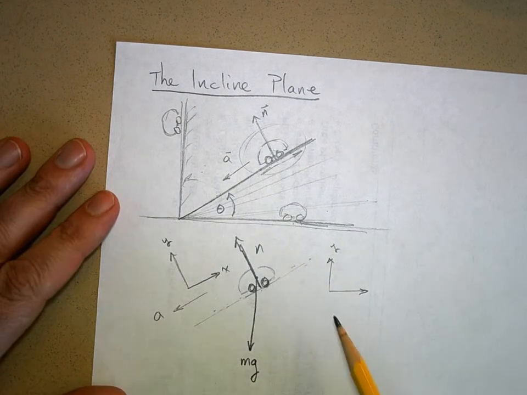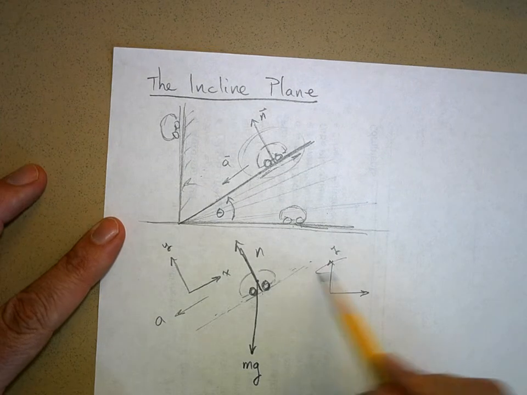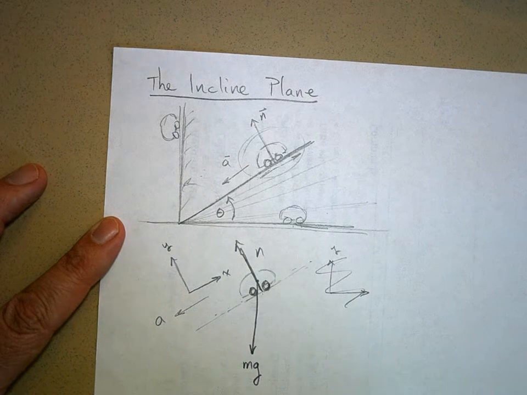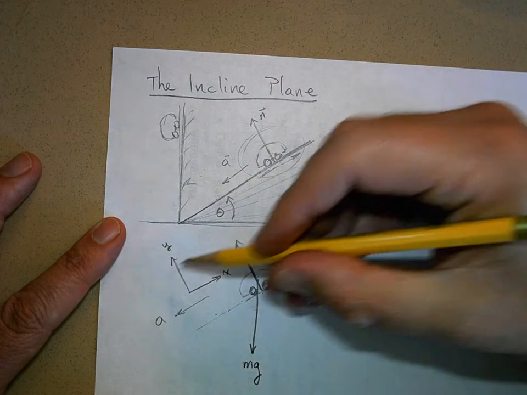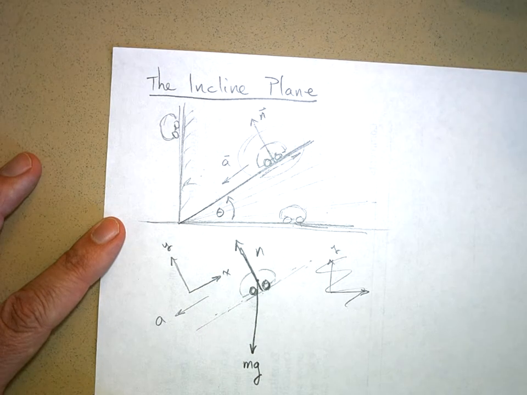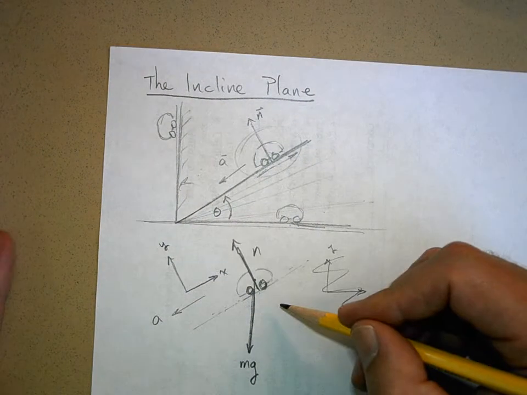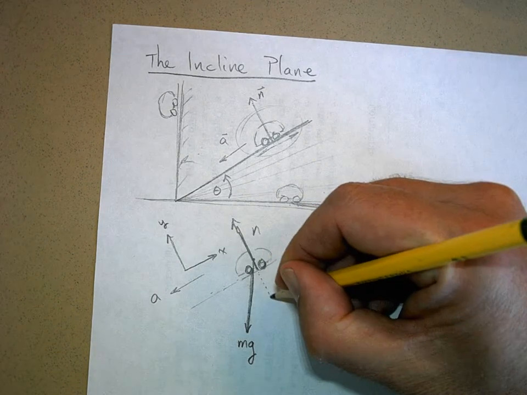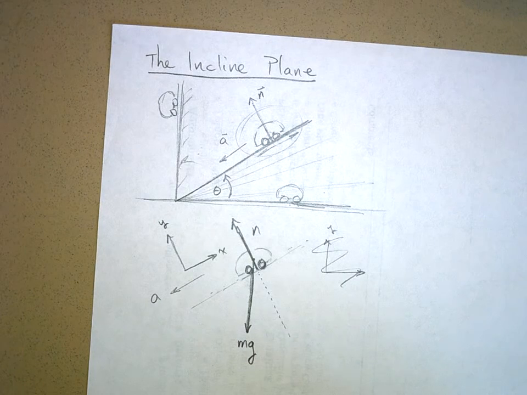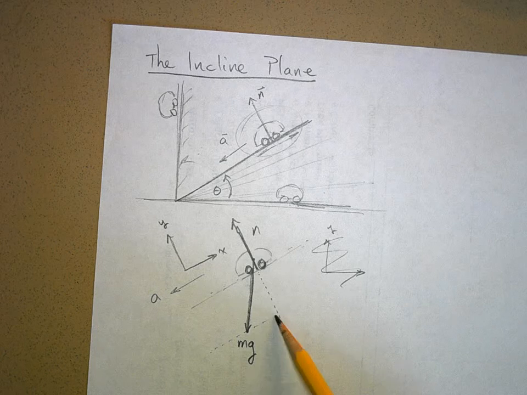All right, so now I've got to finish step 3. Step 3 of the procedure was to develop your XY axis system, but the next part was to break all the forces up into their x and y components. Well, the normal force is now in the y direction. It has no x component. But now gravity, because I've tilted this, needs to be broken up into components. And we're going to have a component in the y direction and a component in the x direction.